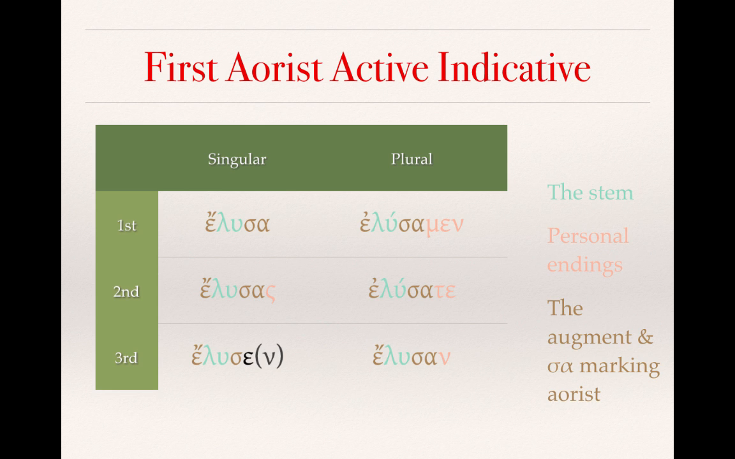So, elusa, I loosed, elusas, you singular loosed, elusen, he, she, or it loosed, elusamen, we loosed, elusate, you all loosed, elusan, they loosed. And here is the aorist active infinitive, lusai. Please note that there is no augment with the infinitive, as the augment only occurs in the indicative mood. And since the infinitive is not a part of the indicative mood, it does not have the augment.